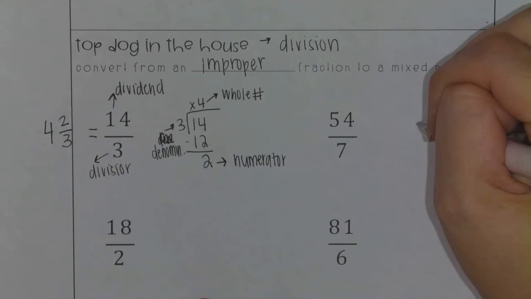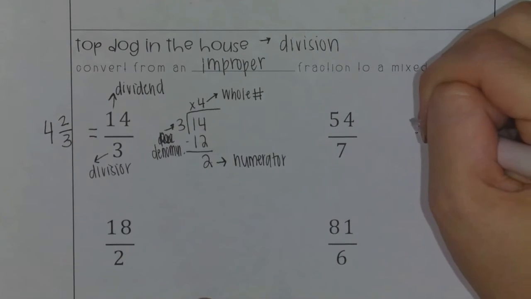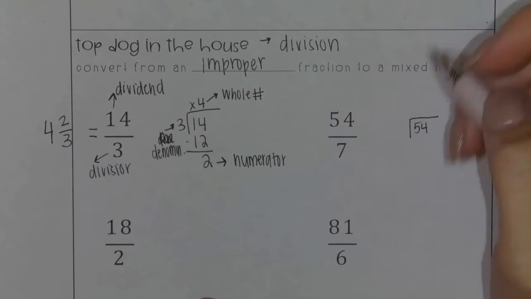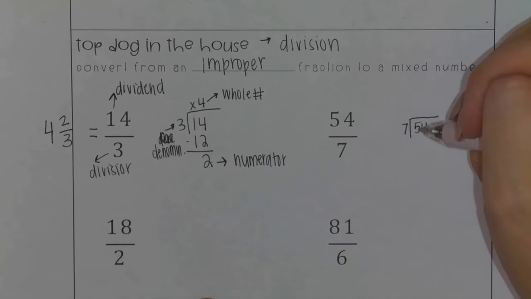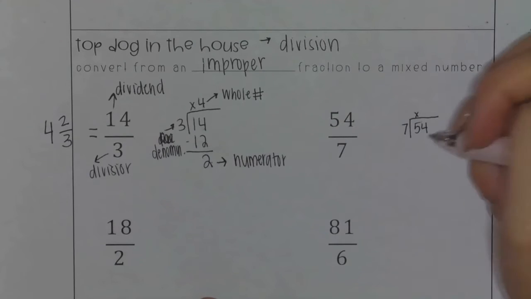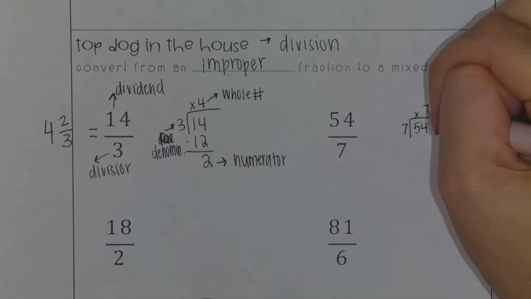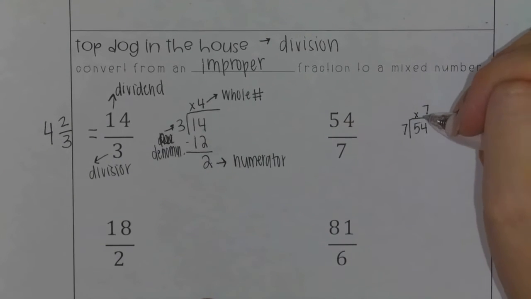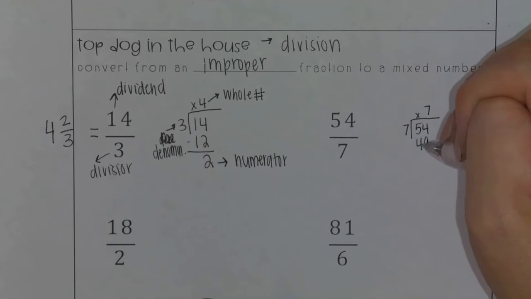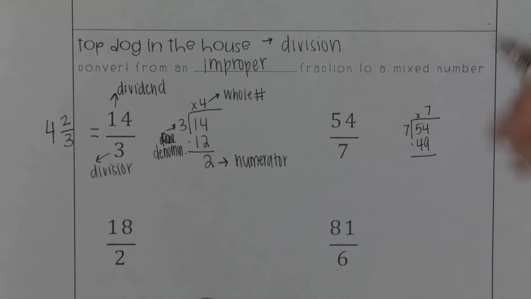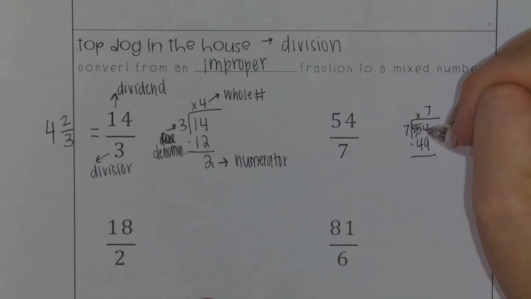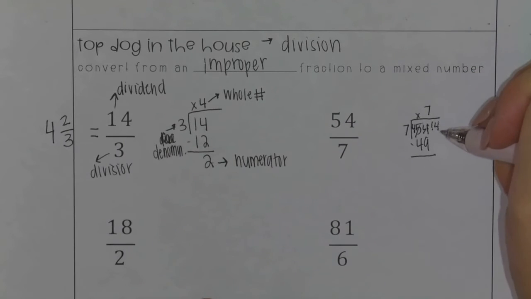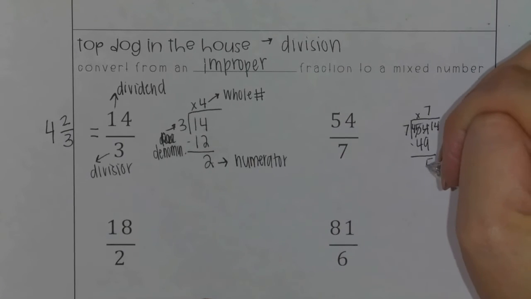54 over 7, so again, 54, since it's the numerator, becomes my dividend. 7, because it's the denominator, becomes my divisor. Oh, and I'm drawing a blank here. No, I'm not. Okay, here we go. I got this. So 7 does not go into 5, but 7 goes into 54 a total of 7 times. 7 times 7 is 49. I can't do 4 minus 9, so I have to borrow. My 5 becomes a 4, and this 4 becomes a 14. So 14 minus 9 gives me 5.